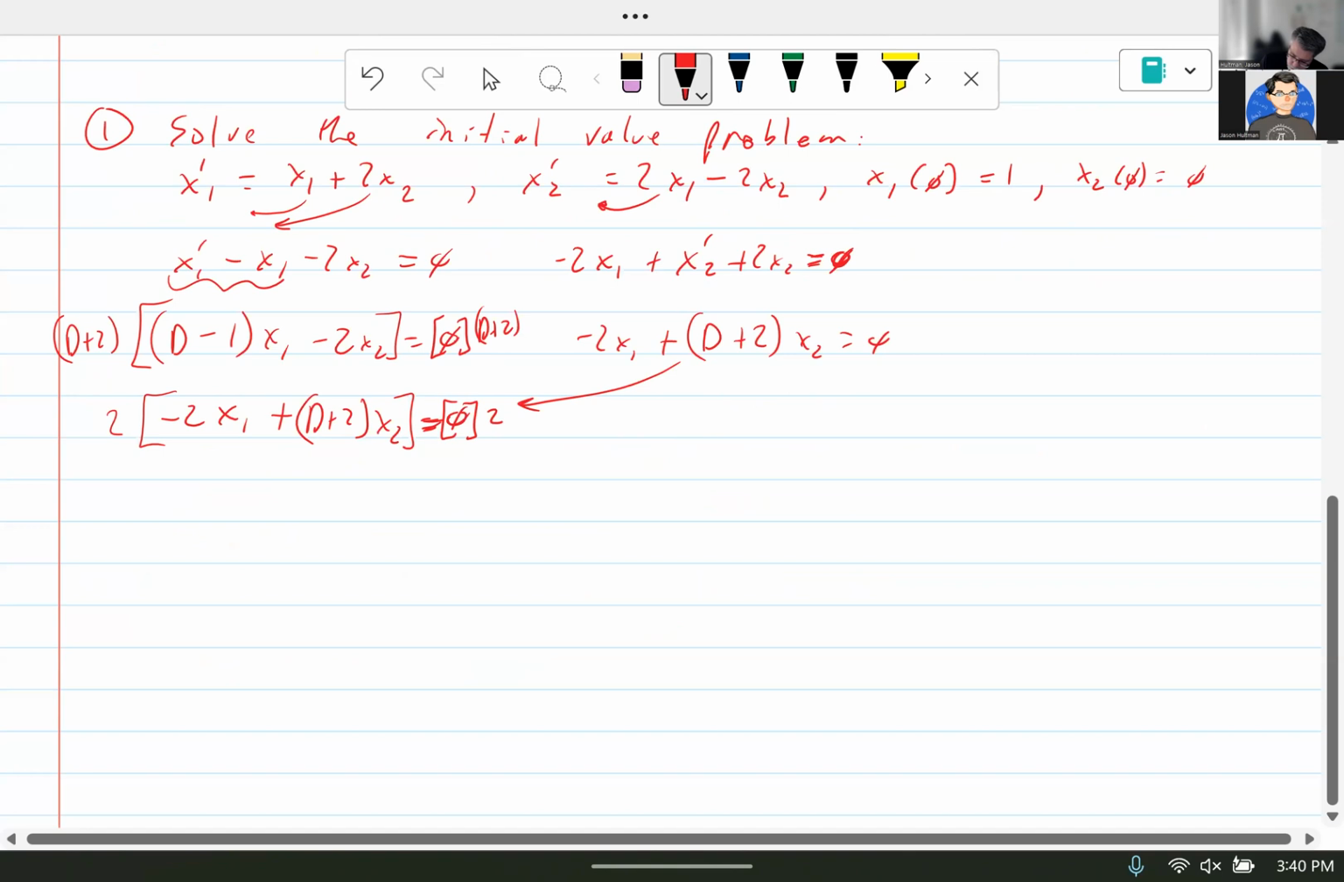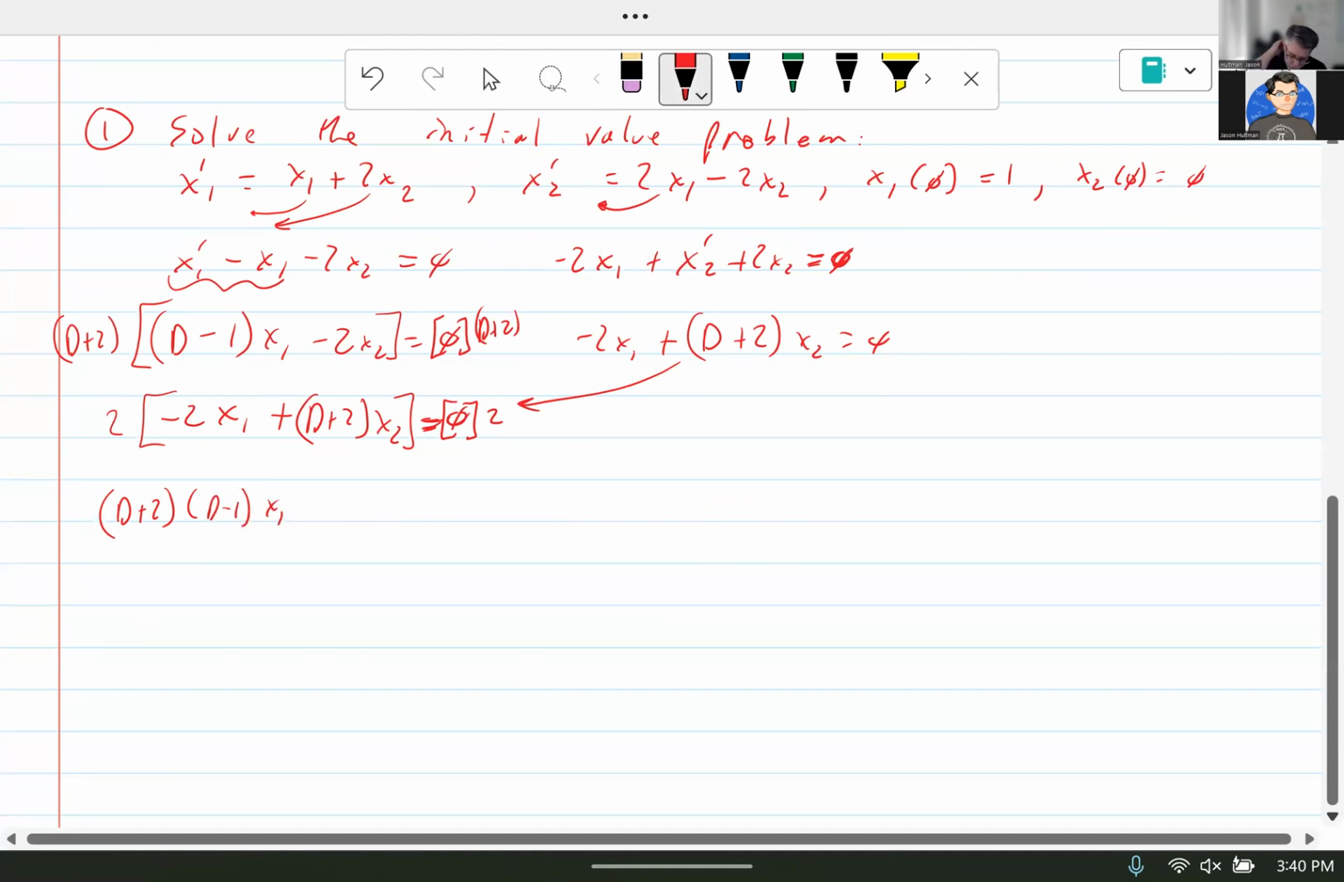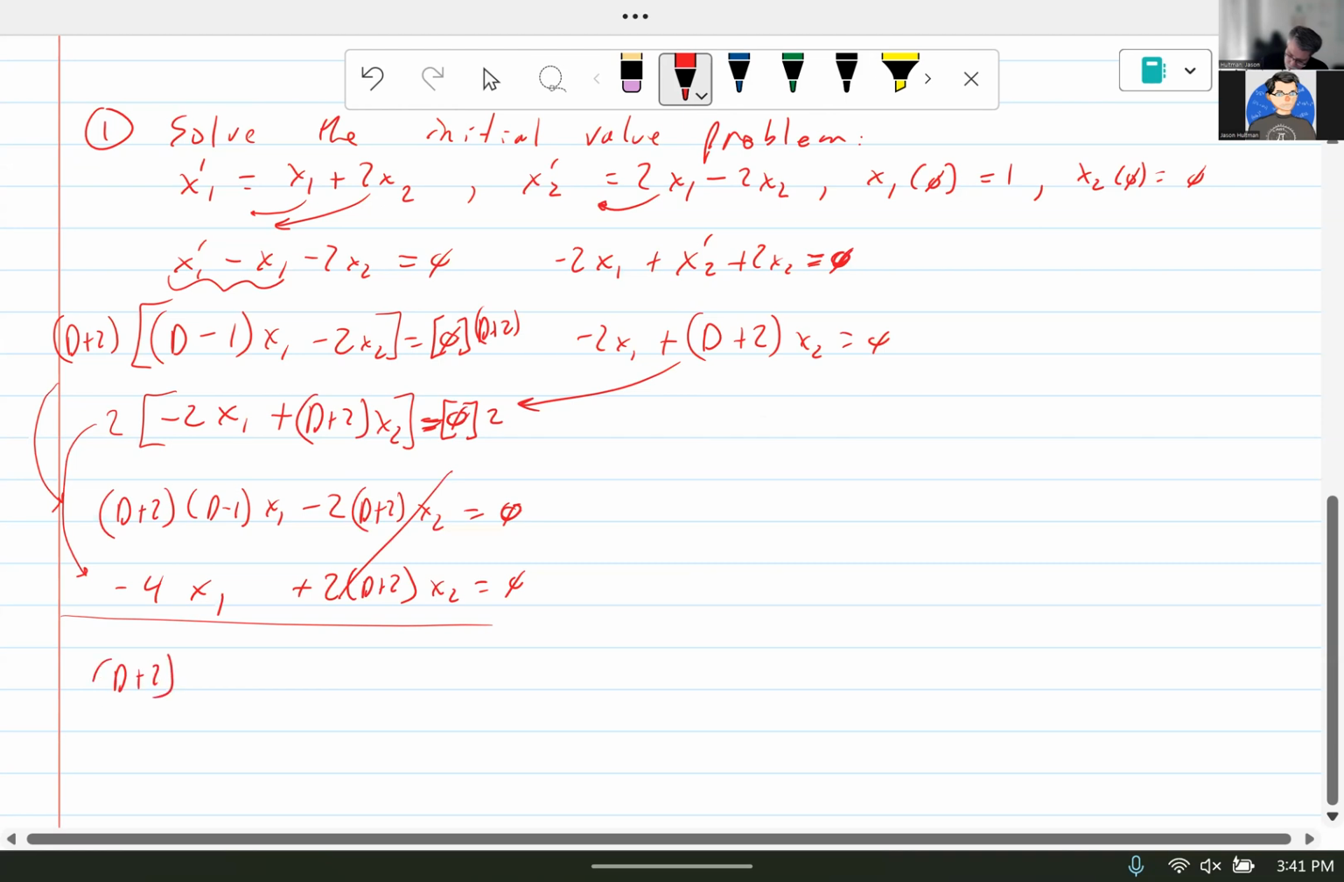So this becomes D plus 2 times D minus 1 times x1 minus 2 times D plus 2 times x2 is equal to 0. And the other becomes negative 4 x1 plus 2 times D plus 2 x2 is equal to 0. I'm going to add and cancel out the second terms. So this becomes D plus 2 times D minus 1 minus 4 times x1 is equal to 0.